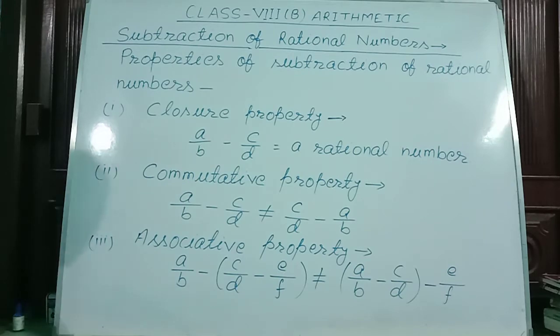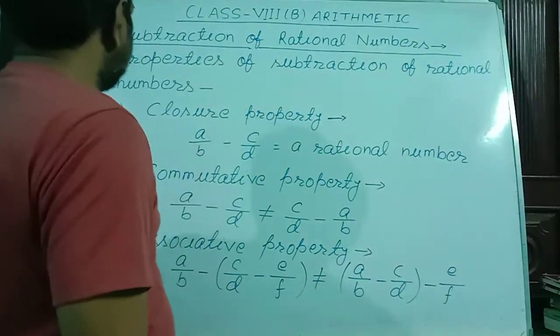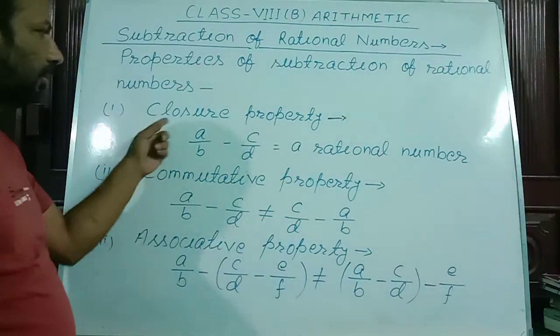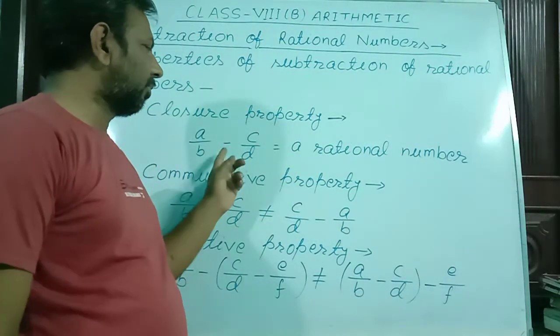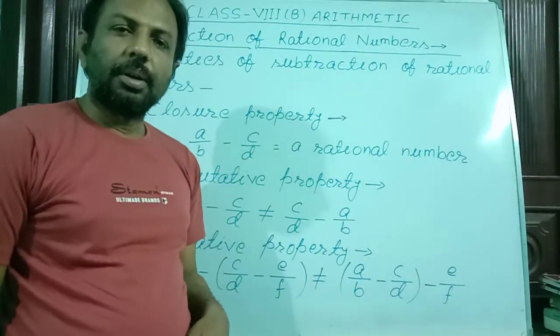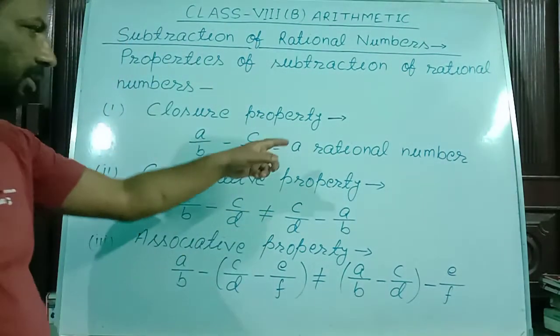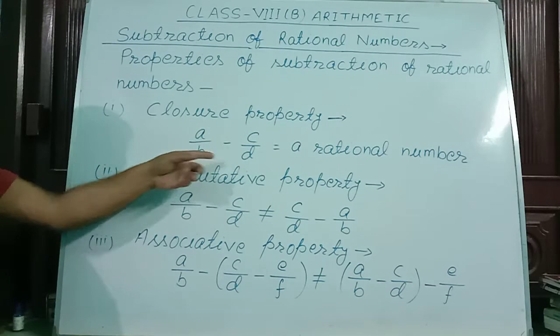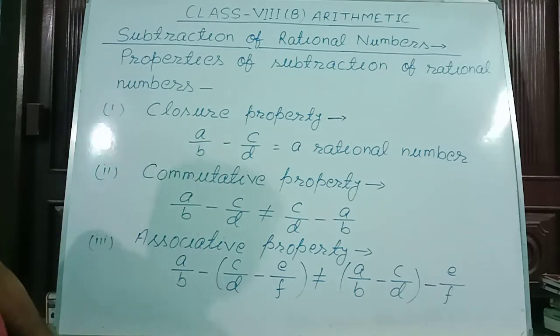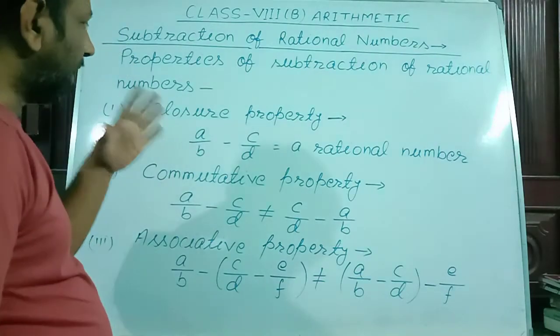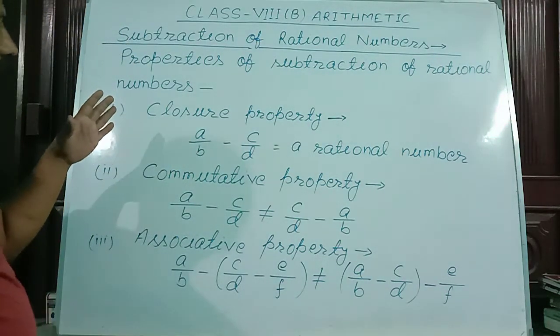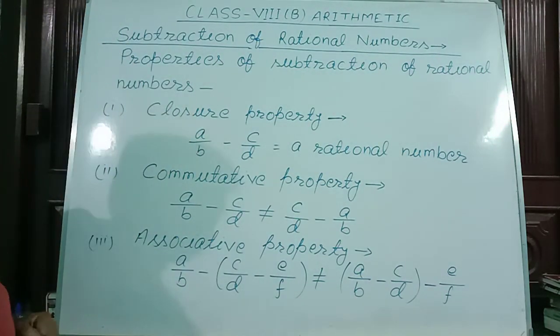Now let us see the properties of subtraction of rational numbers. The first property is the closure property. If you subtract two rational numbers, that will give you a rational number. Suppose these two are the rational numbers a by b and c by d. We are subtracting these two, we will get a rational number. So subtraction holds the closure property.